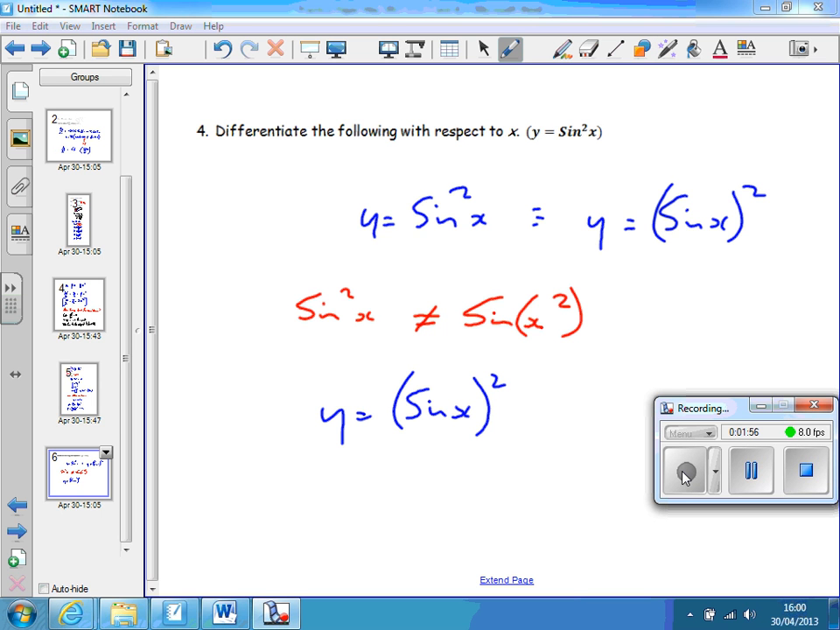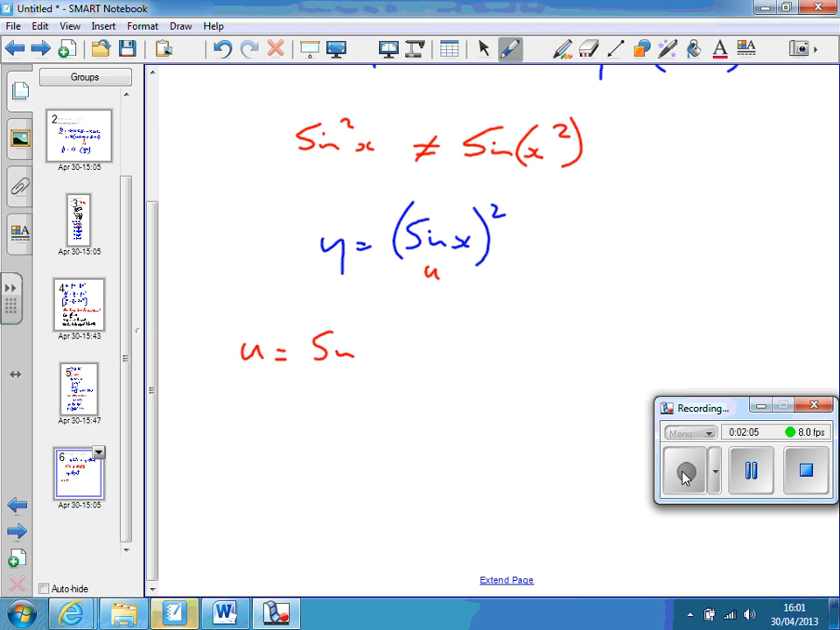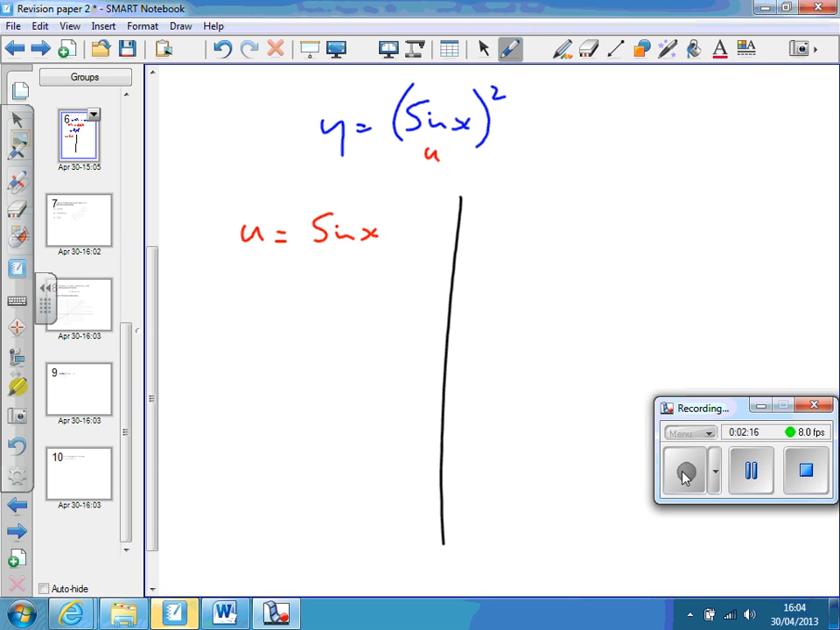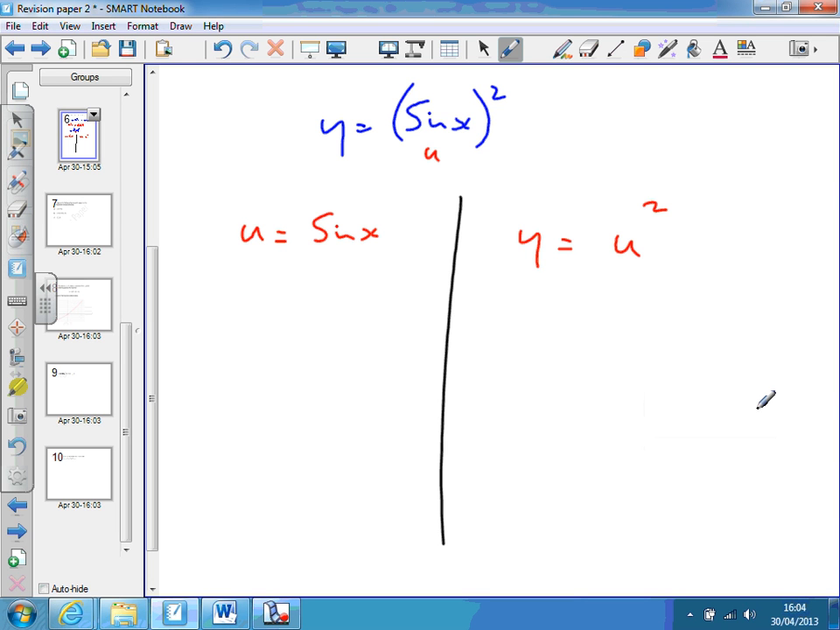Remember, we let u equal the inner function, so that's your start point. u equals sine x. See if you can go from there. So looking at this, I let u equal sine x. That means, and we often set this out by splitting the page, we can write y equals, instead of sine x, u squared. So I've got two separate functions, and I need to differentiate both. I need to differentiate u with respect to x, and I need to differentiate y with respect to u.